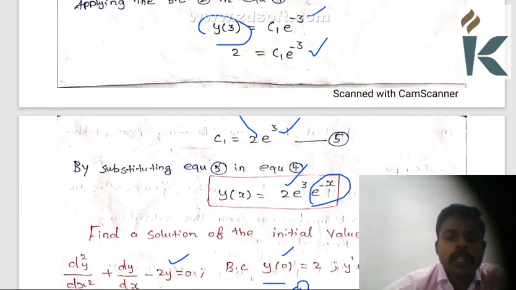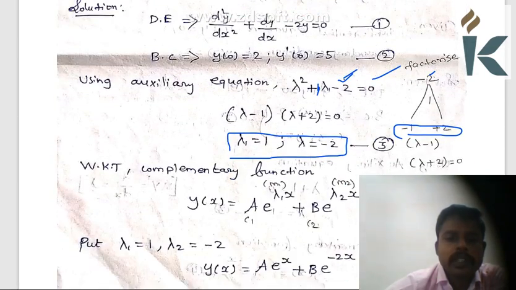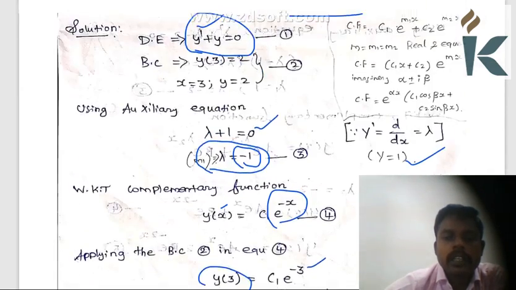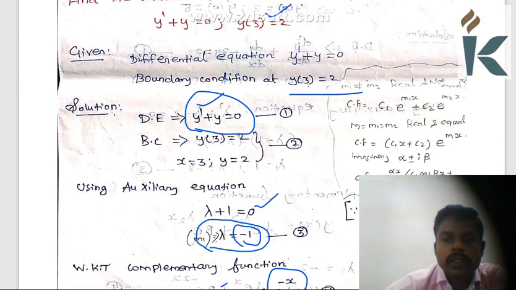Okay, so we are getting the complementary function like this. Lambda 1 is equal to 1 and lambda 2 is equal to minus 2. These two roots are real and not equal. For real and unequal roots we have to apply this complementary function: c1 into e power m1x plus c2 into e power m2x. So this is the complementary function we are choosing.